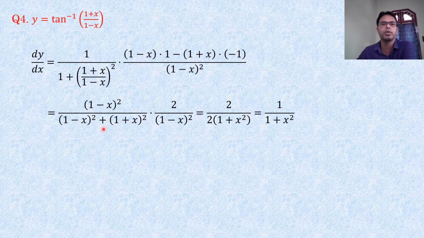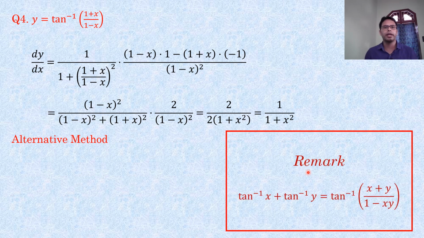Now this term and this term are cancelled, so it is 2 by this term. It is a minus b whole square plus a plus b whole square, which has the formula 2 times a square plus b square, that is 1 plus x square. So this 2 and 2 are cancelled, simply 1 by 1 plus x square. So that is the answer for the question, and this is your alternative method.